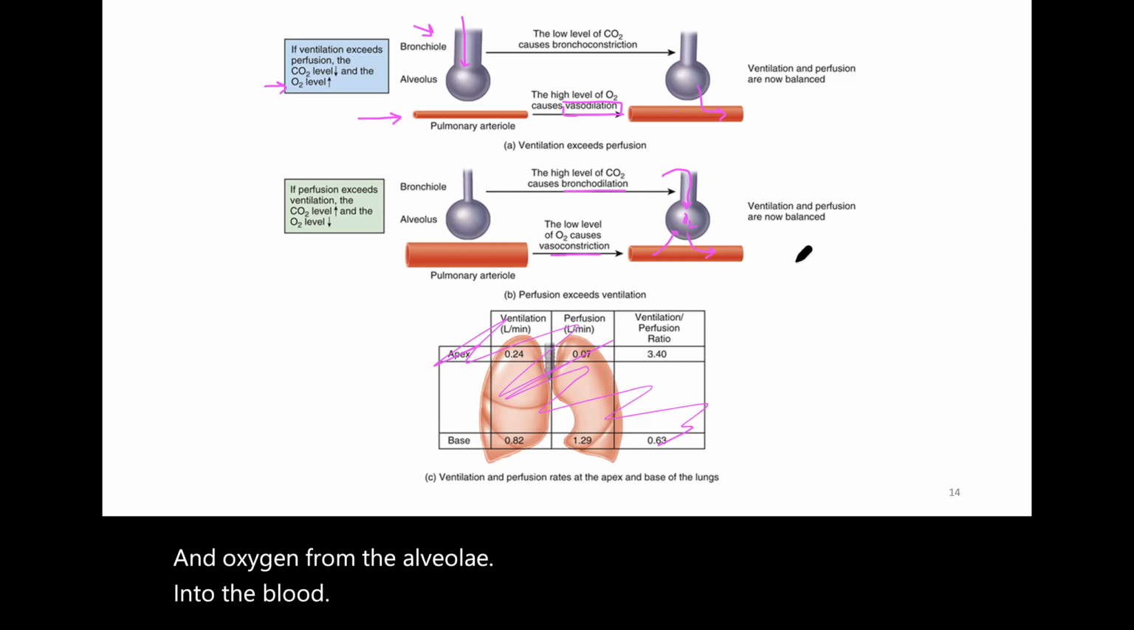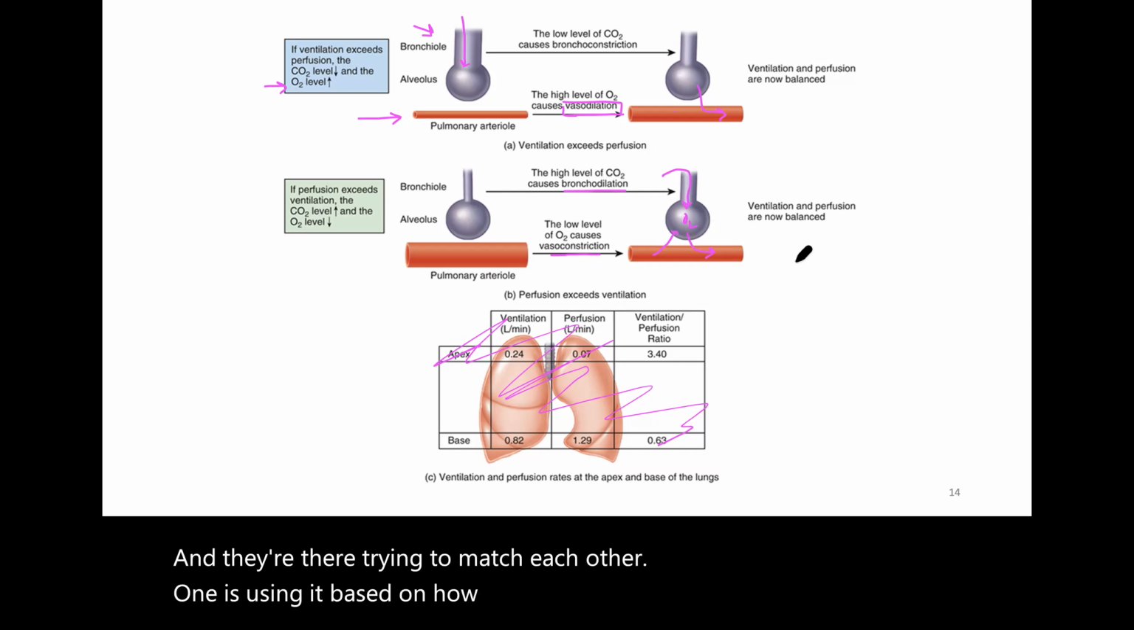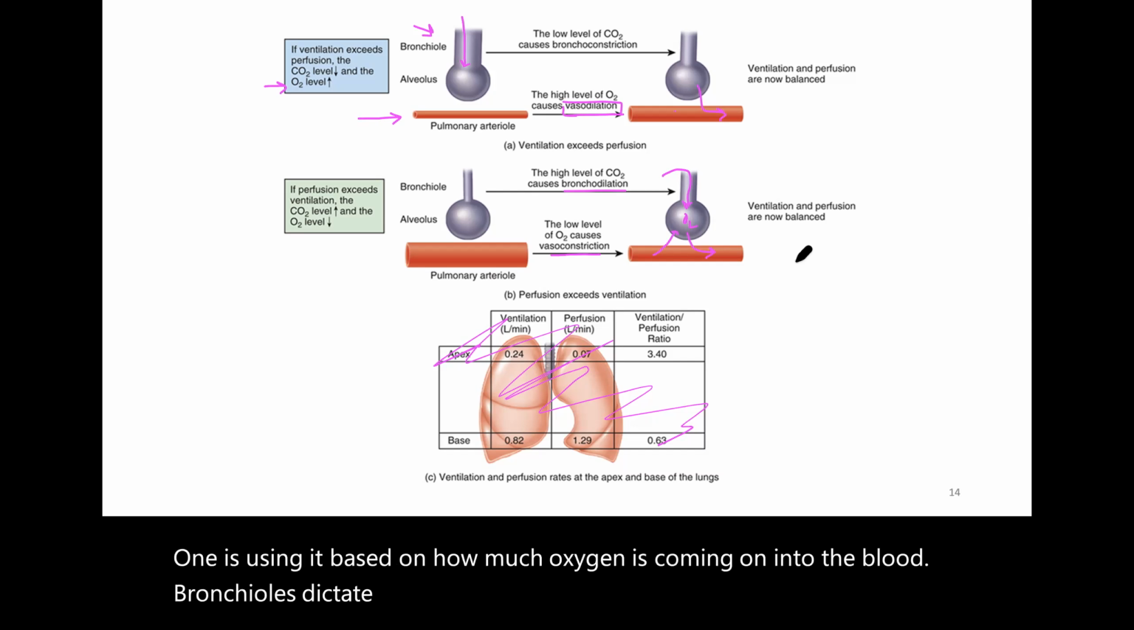With ventilation perfusion, what the bronchioles are doing and what the arterioles are doing are two different things. And they're trying to match each other. One is acting based on how much oxygen is coming into the blood. Bronchioles dictate their action based upon levels of carbon dioxide.